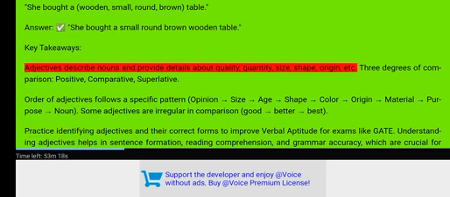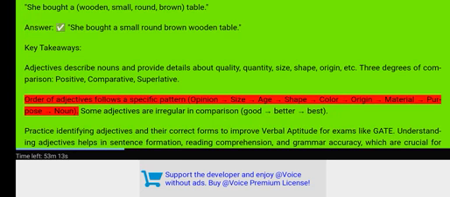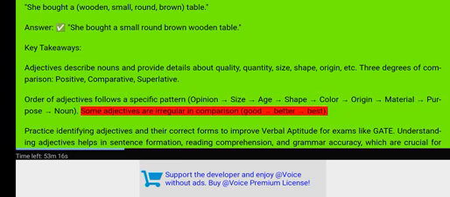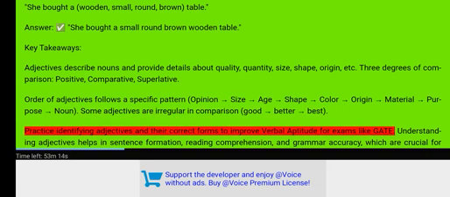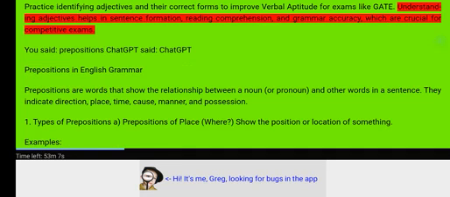Key takeaways. Adjectives describe nouns and provide details about quality, quantity, size, shape, origin, etc. 3 degrees of comparison: positive, comparative, superlative. Order of adjectives follows a specific pattern: opinion → size → age → shape → color → origin → material → purpose → noun. Some adjectives are irregular in comparison: good → better → best. Practice identifying adjectives in their correct forms to improve verbal aptitude for exams like GATE. Understanding adjectives helps in sentence formation, reading comprehension, and grammar accuracy, which are crucial for competitive exams.